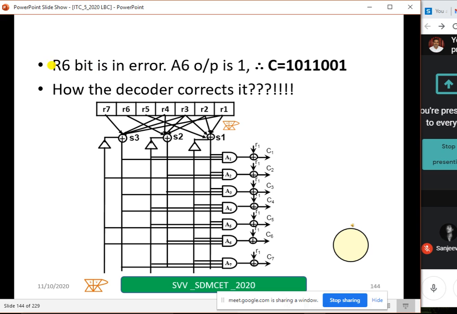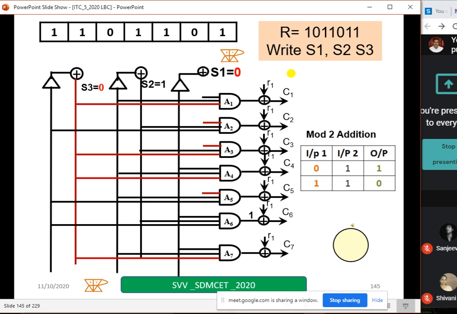The R6 bit is in error, and hence the A6 output is 1, hence C equal to 1011001 we are telling. Observe carefully. And all of you know what mod 2 addition is. This is very important. Please see here. I think one line is missing here while copying and pasting. And all are 0. A6 is the only 1. All of you know, when you use mod 2, say for example, the input is 1.